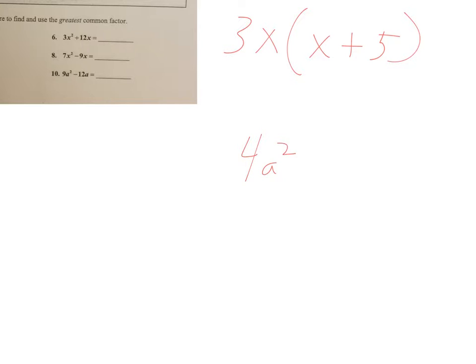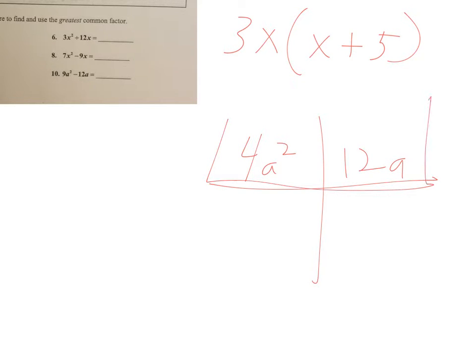4a squared and 12a. If I take them here and start taking out the factors, maybe you start with the 4. I can take out a factor of 4. That leaves me with a squared, and 12 divided by 4 is 3, so it leaves me with 3a. Now I see that I have a squared, which is a times a, and 3a, which is 3 times a. So in both cases I'm multiplying by at least an a, so I can take out a factor of a.